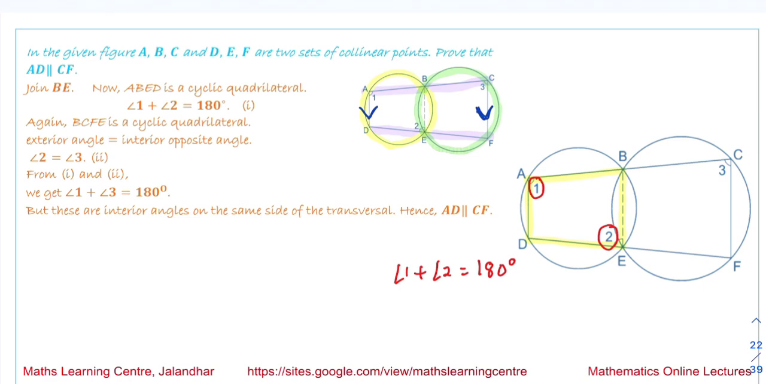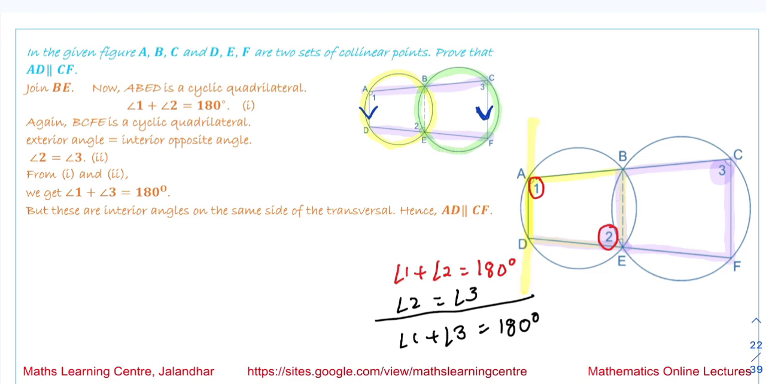degrees. Again, if we look at BCFE, we are talking about this quadrilateral over here. We are saying this angle 2 is the exterior angle for this quadrilateral. This is a cyclic quadrilateral and this is the exterior angle over here. So what we get is angle 2 and angle 3 will be equal to each other. So we get that angle 2 is equal to angle 3. So from these two results, we can write angle 1 plus angle 3 is equal to 180 degrees.